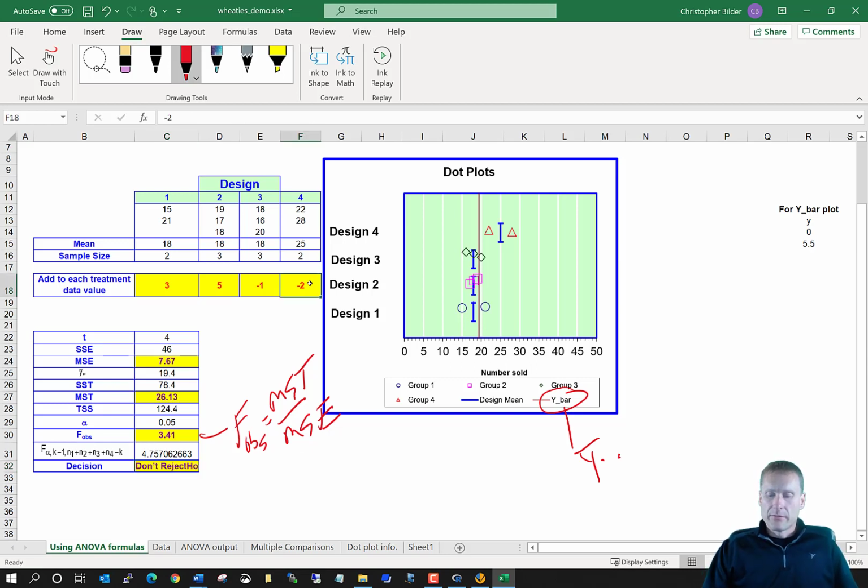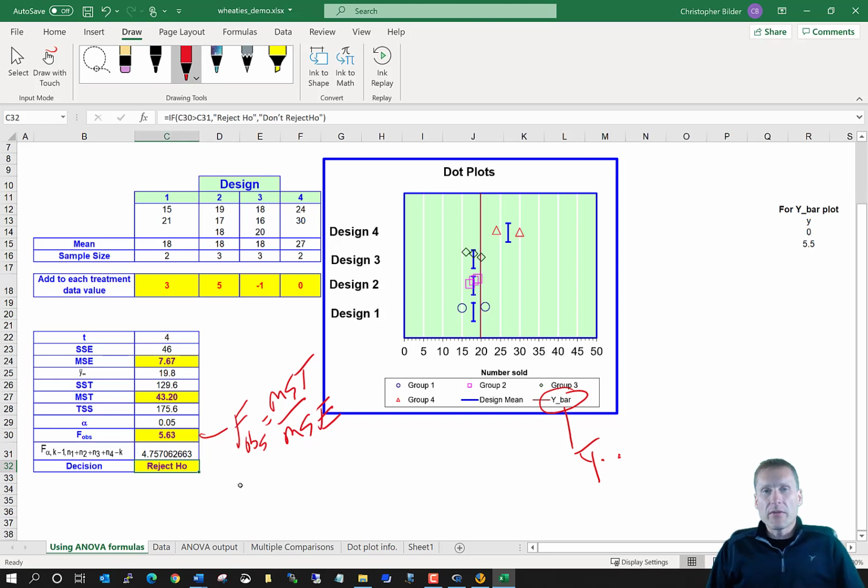And lastly, how about now we just have a 0? So now I have my original data values for design type 4. Again, excuse me, design 4 has shifted even higher. It doesn't overlap at all with any of the data values from the other design types. MST is now 43.2. F obs has increased even further, 5.63. And look at this now. Now we reject H0. Now there is sufficient evidence that indeed the population means are different.